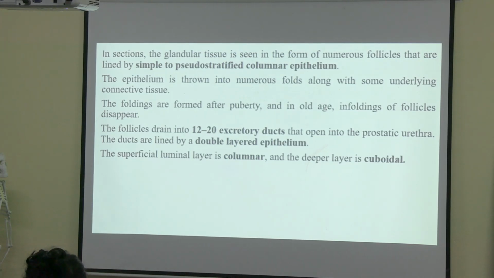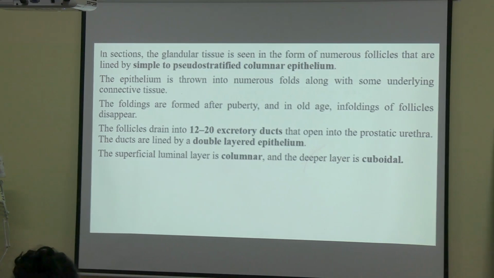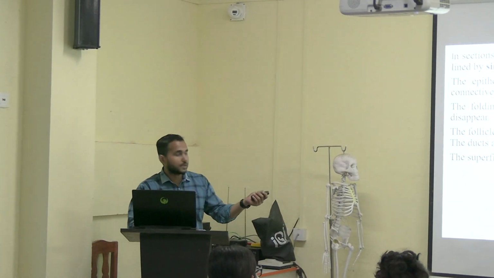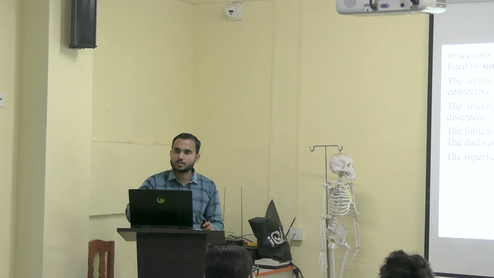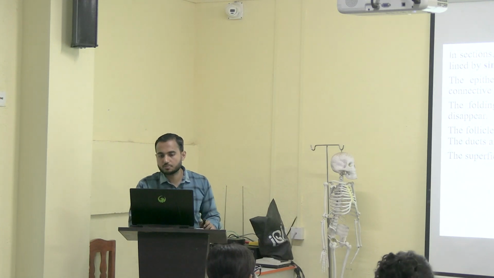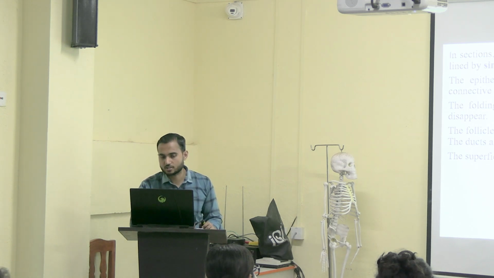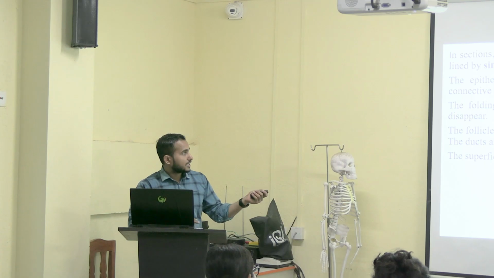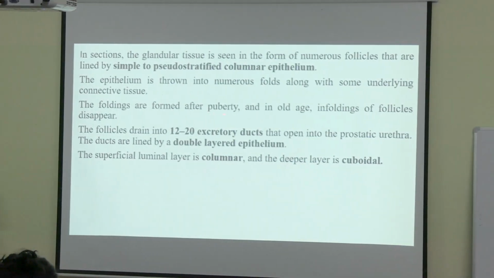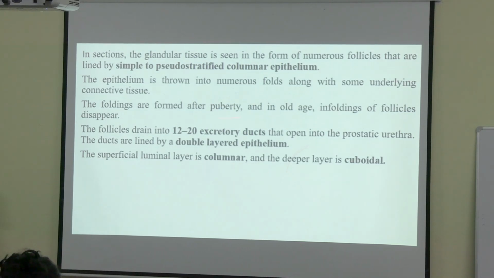Now if you take a section of the prostatic tissue, what can you expect? You can see numerous follicles. Now if you see the interior of those follicles, it is lined by pseudostratified columnar epithelium. So follicles will be there. Inside the follicles, which epithelium will be there? Pseudostratified columnar epithelium. Now those epithelial tissues will have internal foldings. These foldings are formed after puberty, and in old age the infoldings of the follicles disappear. Okay, so these are different age related changes taking place in the prostate.